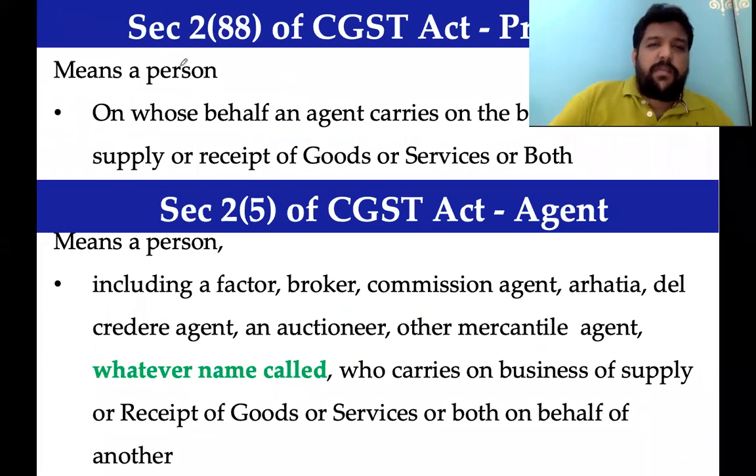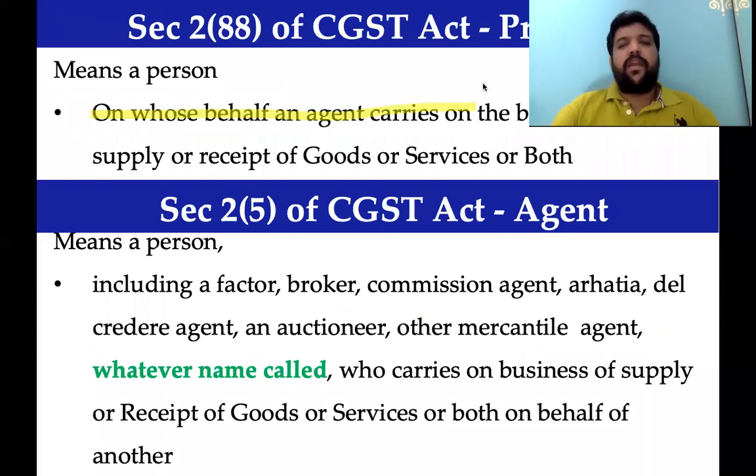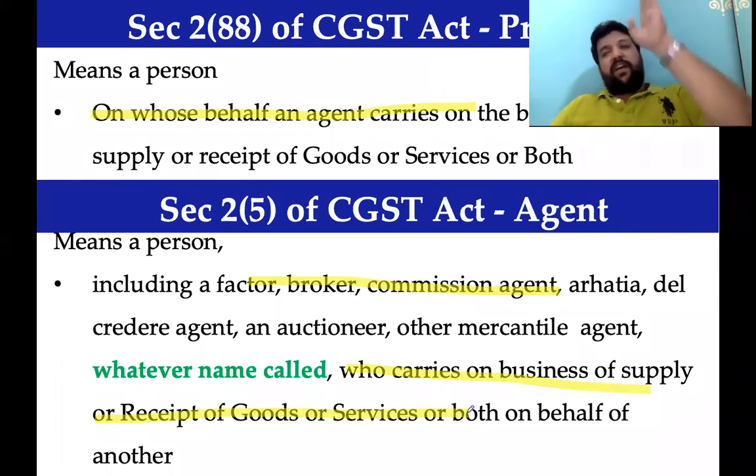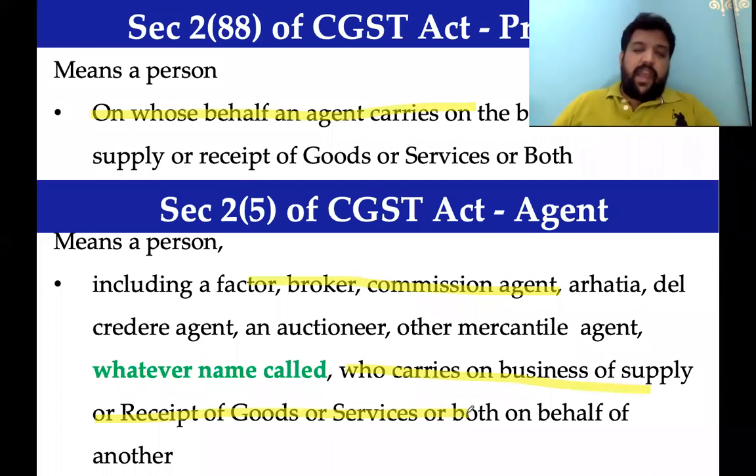Principal. What do we mean by the term principal? On whose behalf an agent carries on the business, that person is called the principal. Agent includes a factor, broker, arhati, auctioneer, by whatever name called, who carries on the business or receipt of goods on behalf of another person. The person on whose behalf another person acts is called the principal, and when someone acts on behalf of another person, that person would be called the agent.